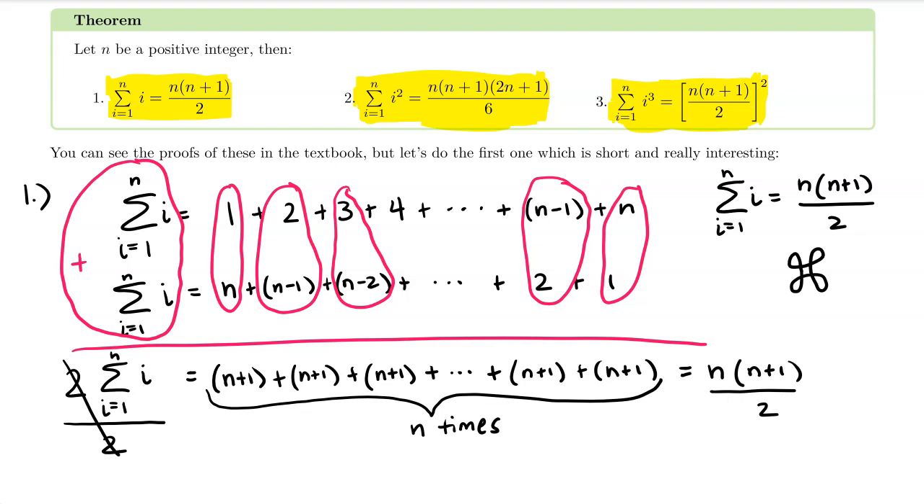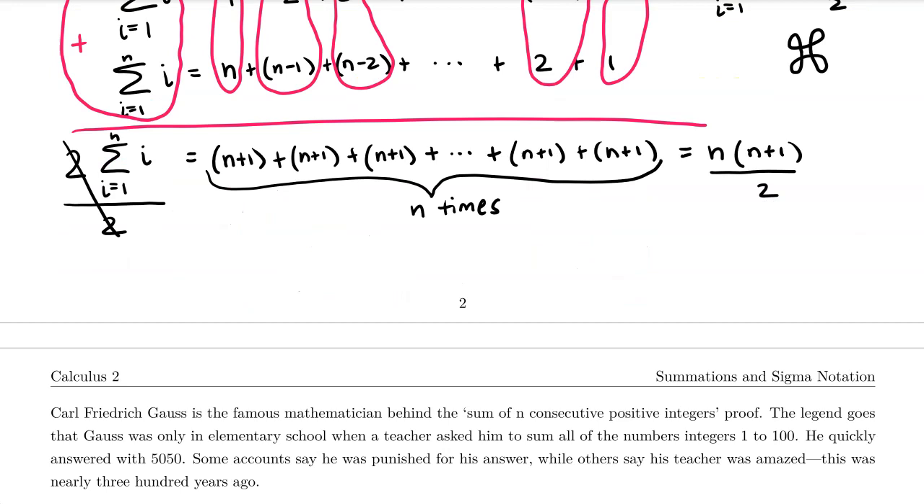And if you're curious, there are resources where you can see the proofs of the remaining 2 parts of this theorem. So Carl Friedrich Gauss is the famous mathematician behind the sum of n consecutive positive integers proof. The legend goes that Gauss was only in elementary school when a teacher asked him to sum all of the integers from 1 to 100. He quickly answered with 5,050. Some accounts say he was punished for his answer, while others say his teacher was amazed. This was nearly 300 years ago.